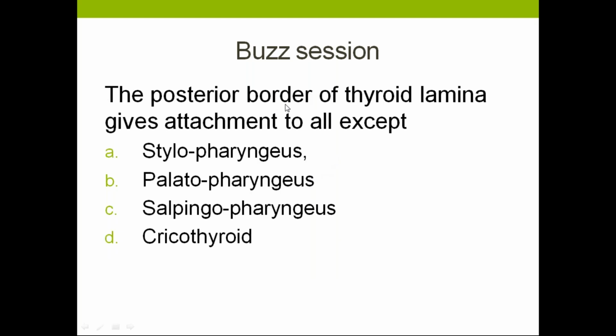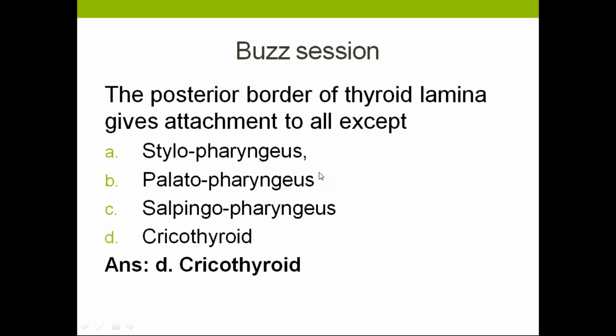The posterior border of the thyroid lamina gives attachment to all muscles except which muscle? Stylopharyngeus, palatopharyngeus, salpingopharyngeus, and cricothyroid. Except which muscle? Yeah, good. Except cricothyroid. Now you're clear about the thyroid cartilage, no?